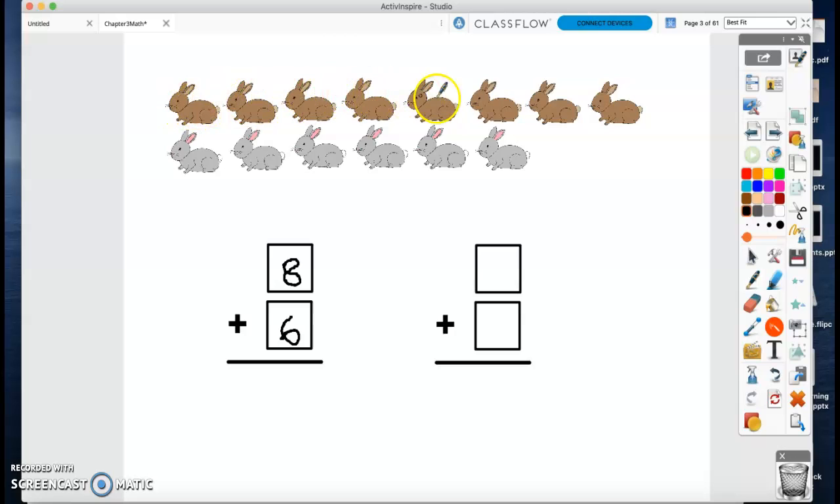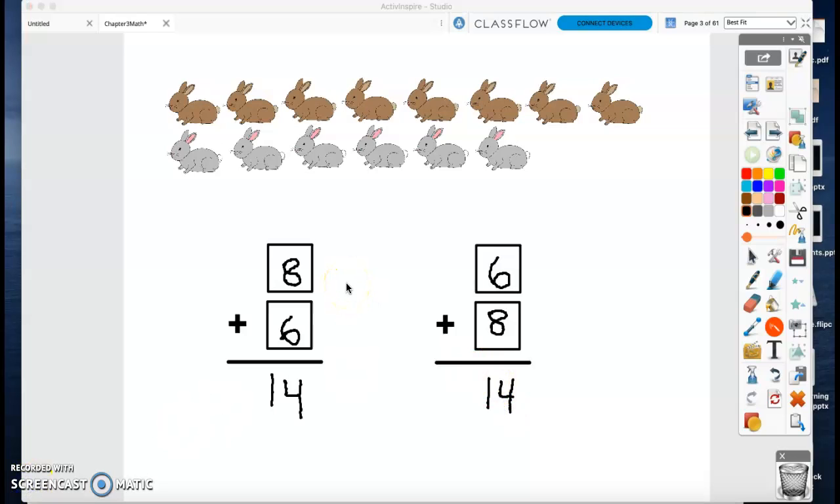So now I want to know how many there are altogether. Well, I know there are 8 up here, and I'm going to keep counting. 8, 9, 10, 11, 12, 13, 14. So I have 14 altogether. Now, this time I want to have the gray bunnies come first. And remember, we had 6 gray bunnies, plus I had 8 brown bunnies. And once again, I still have 14 altogether.